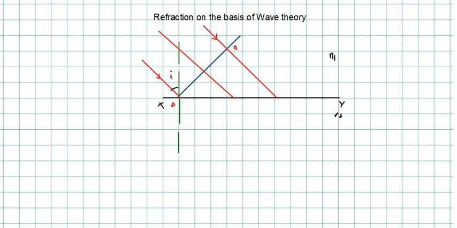So, according to Huygens, every point on the wavefront acts as a source of new disturbance, which he named a secondary wavelet. So, when the wavefront strikes the interface at A, a ripple is first produced at A. This ripple travels in medium 2 with a velocity v2 and covers a distance.